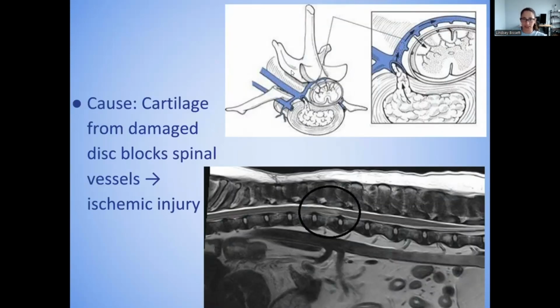What ends up happening is that we have the nucleus pulposus and the cartilage associated with that, and it ends up, sorry, hairball today, the cartilage ends up getting dislodged and going into a vessel there, causing ischemic injury. You can see it on this MRI here. You see the hyperintensity within the spinal cord here without any actual disc displacement.